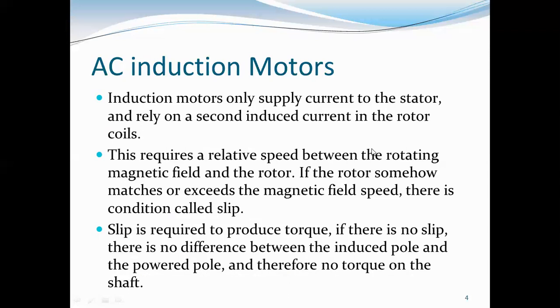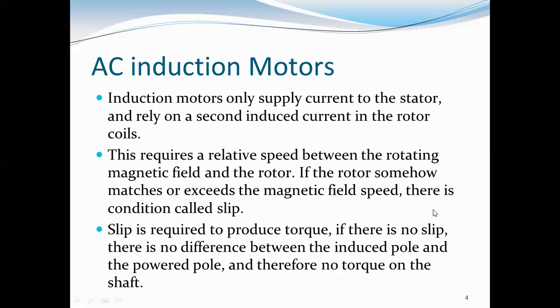Due to the interaction between these two fluxes, the stator flux and the rotor flux, the torque is produced. That is nothing but a relative speed between the rotating magnetic field and the rotor. If the rotor somehow matches or exceeds the magnetic field speed, there is a condition called slip value. The slip is required to produce the torque. If there is no slip, it means there is no difference between the induced pole and the powered pole, and therefore no torque on the shaft.